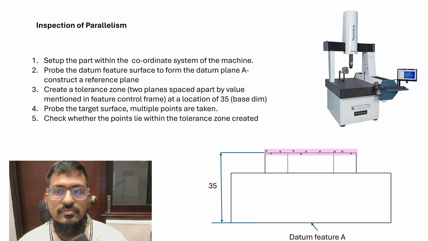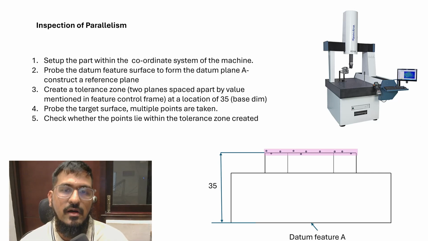And then in the same setup, as the part has been set up in the coordinate measuring machine, we bring the probe to the surface which has to be probed, and then we collect the points. The probe is touched at various points on the surface, we get the points, and then we find out whether these points are lying within the tolerance zone or not. If all of the points are lying within the tolerance zone, then the part is acceptable as per the parallelism control. So this is how it is inspected using the CMM machine.